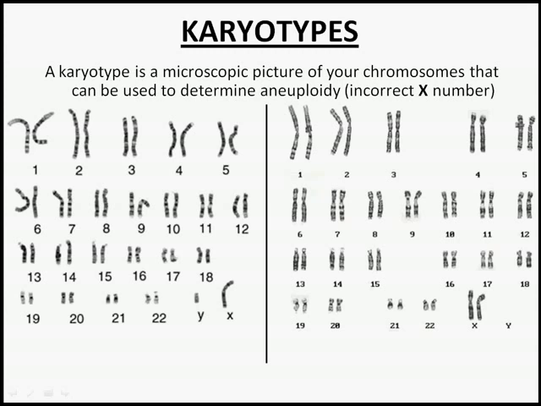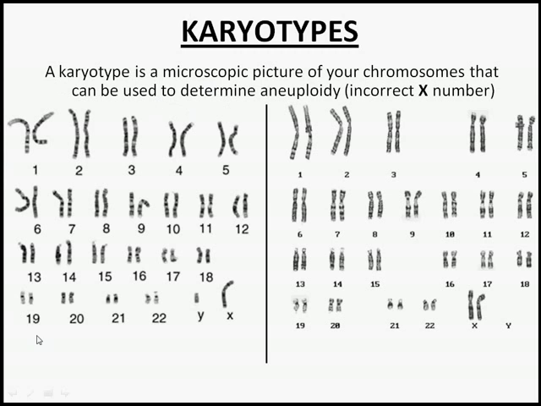So moving on to the next subject, karyotypes. Karyotypes are just a picture of chromosomes, literally a picture of chromosomes that they can take, and you can determine quite a few things from that. And the easiest thing to see on here is if there is an incorrect chromosome number.